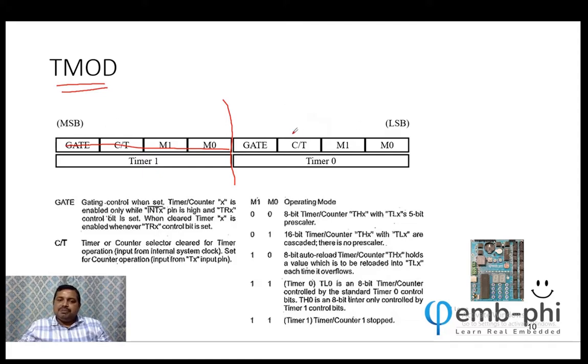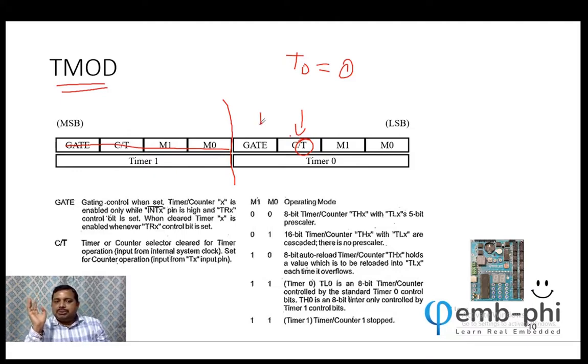Now let's talk about the 4 bits in this. This is the C/T bit, counter or timer. Whether we want this to be a timer or a counter: if we write 0 here, it means it's a timer. For a timer, we have to write 0. For a counter, we have to write 1. So we will write 0 here currently. We will do the timer part first.